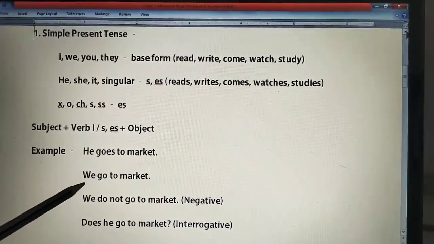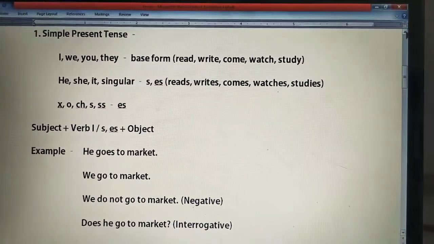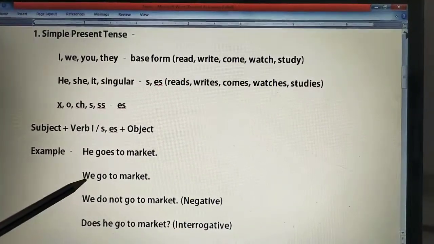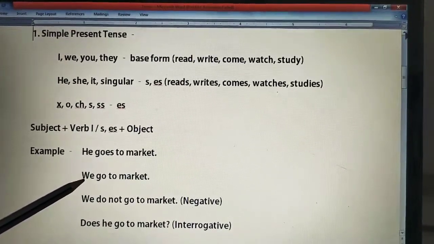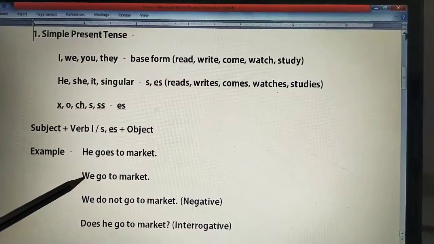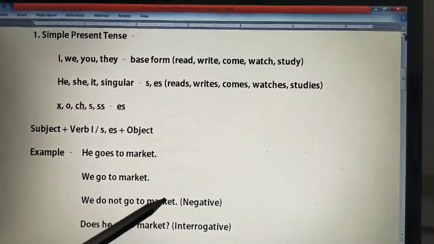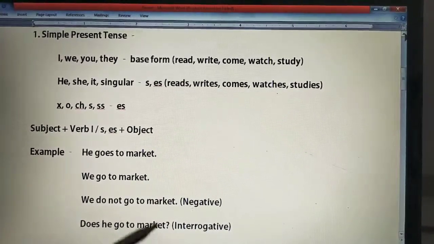Likewise, if we have to change the second sentence, we go to market, into an interrogative sentence, how will we change it? Since we is not a third person singular subject, that's why we will use do. Then we will use we go to market, then we will put a question mark.